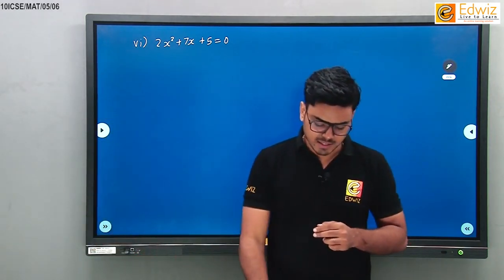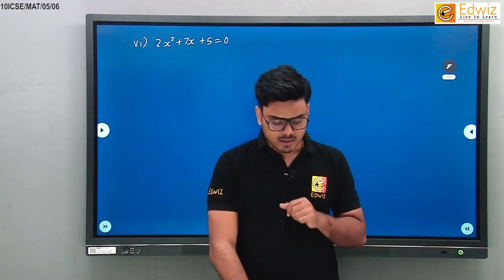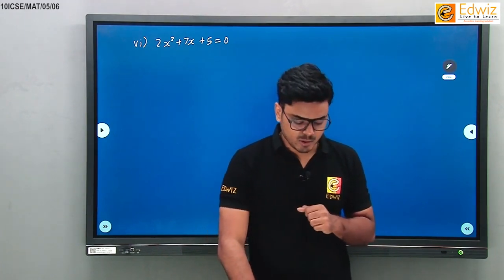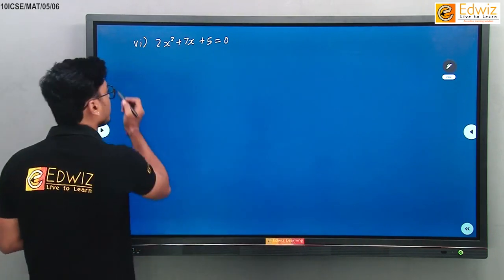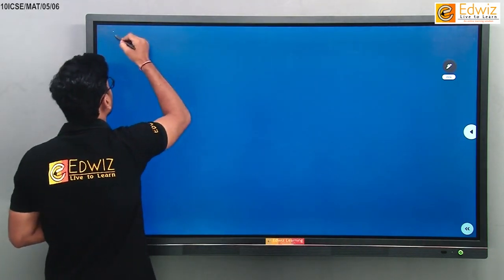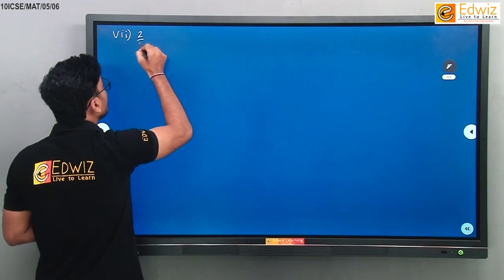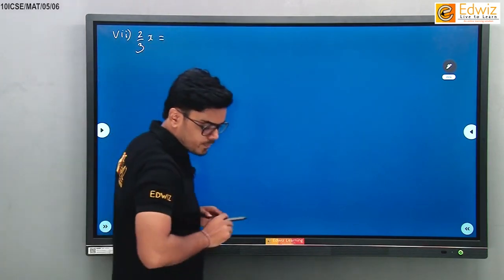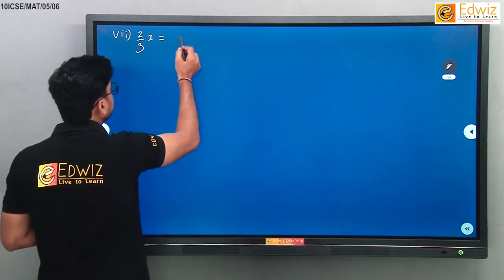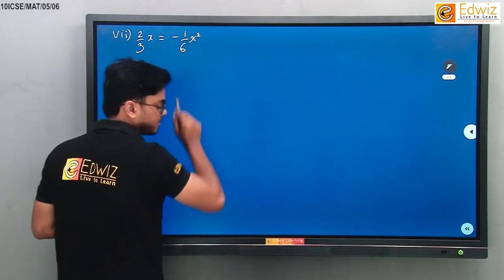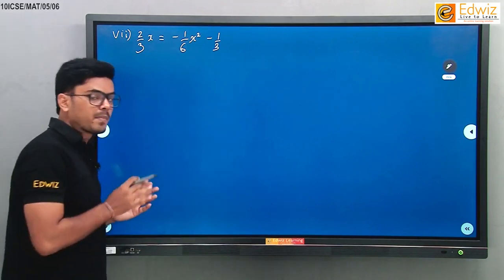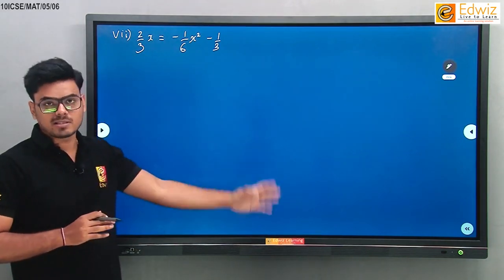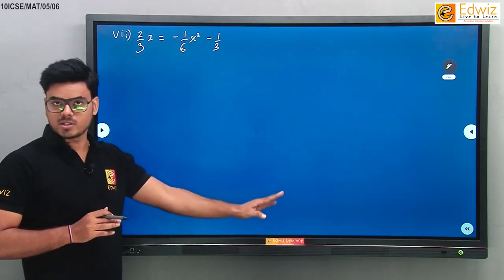So the next question here is seventh one, 2 upon 3x equal to minus 1 upon 6x square minus 1 by 3. I hope you have done writing this. 2 upon 3x equal to minus 1 upon 6x square minus 1 upon 3.